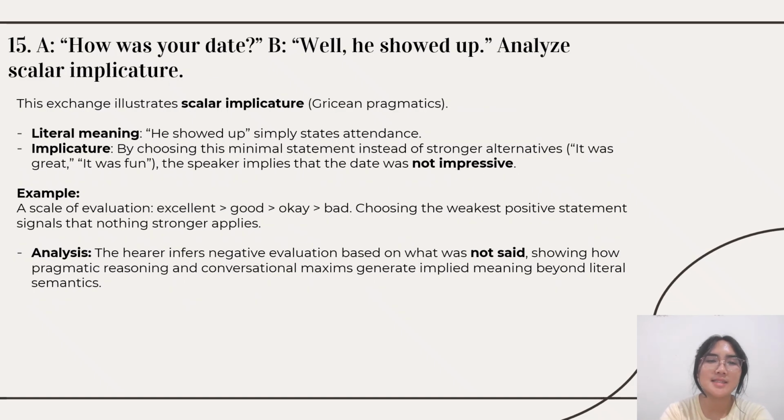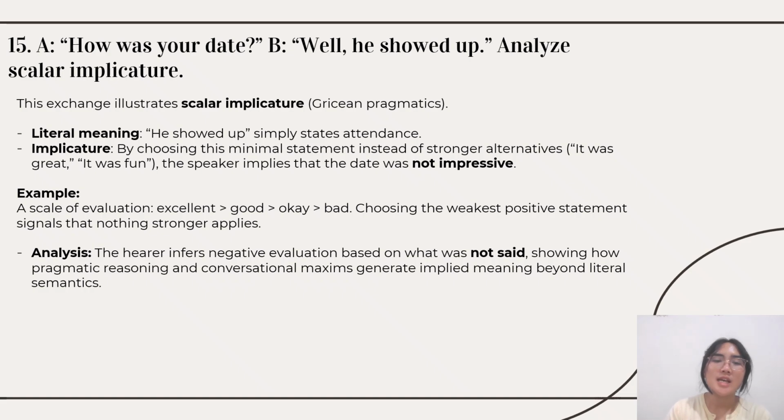And the last is, "How was your date?" "Well, he showed up." Analyze the scalar implicature. This exchange illustrates scalar implicature. The first is the literal meaning: "he showed up" simply states attendance. The second is the implicature. By choosing this minimal statement instead of a stronger alternative, "it was great, it was fun," the speaker implies that the date was not impressive.